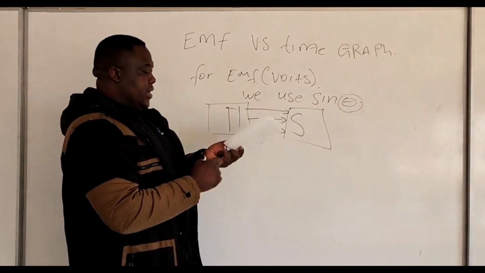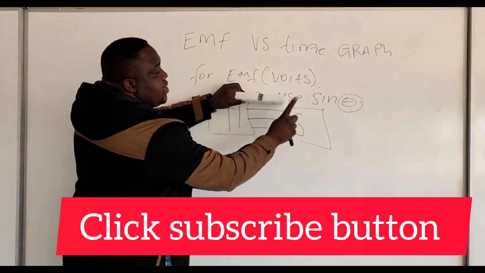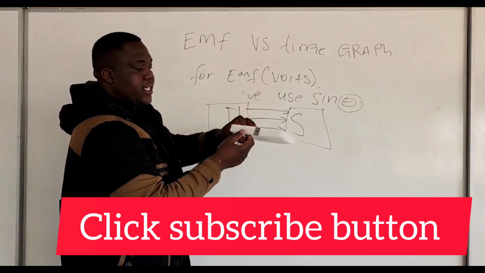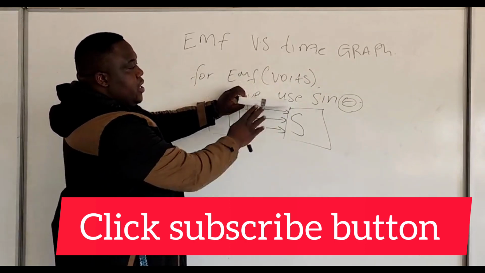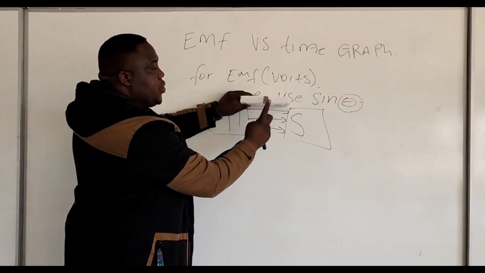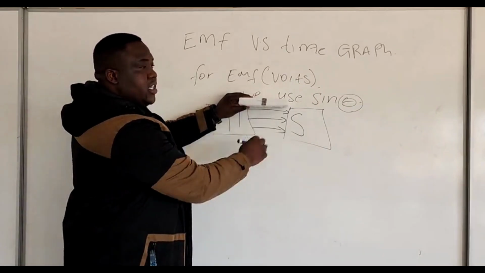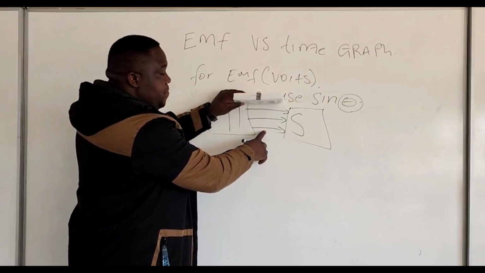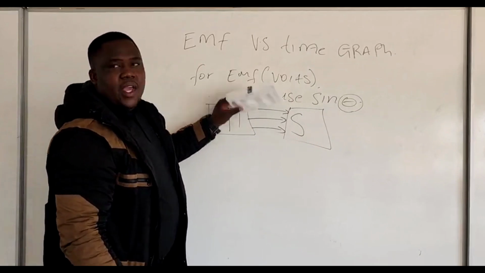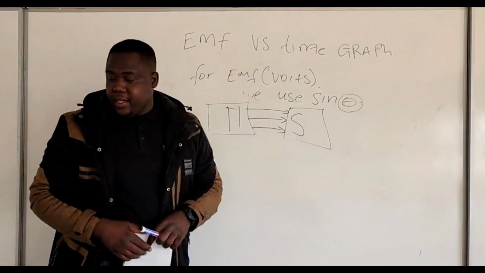So you can see that when the loop is parallel to the magnetic field line, the loop is this white metal that I'm holding. The normal line, which I'm representing by this black line which I've marked, you can see that it is perpendicular to the magnetic field line. So let us continue to make a representation of that in the graph.